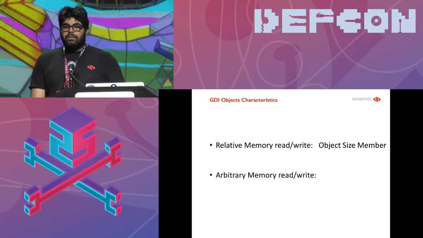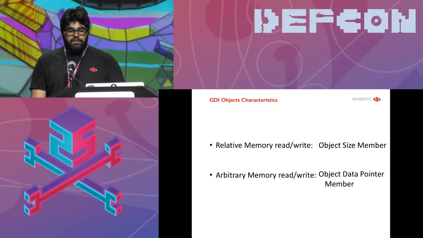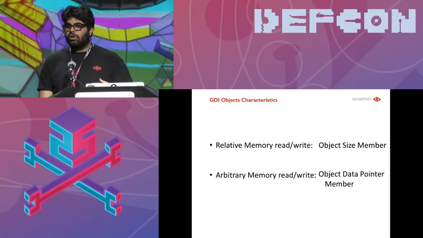If we want arbitrary memory read and write, the object has to have some sort of data pointer member that, if you can corrupt or control its value, lets you read and write from any location in kernel space memory.